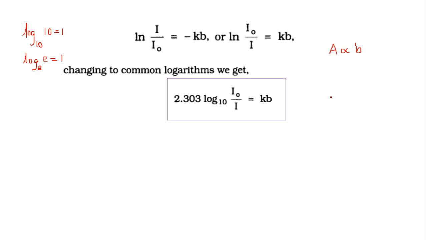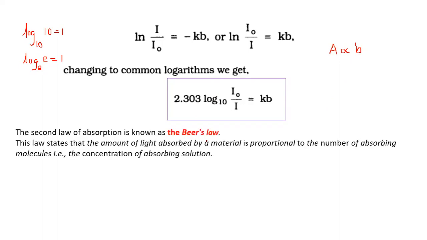That is what the Bouguer-Lambert law was stating. The amount of light absorbed by the absorbing material is directly proportional to the thickness or the path length of the absorbing material. So we have proved it, correct? Now, apart from this, there is another law. It's called the second law of absorption. Similar to Bouguer-Lambert law, but it's placed in a slightly different manner.